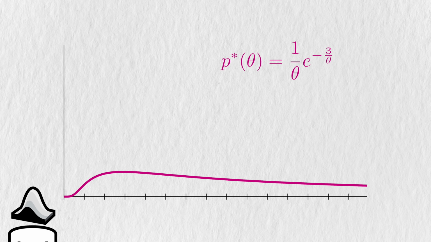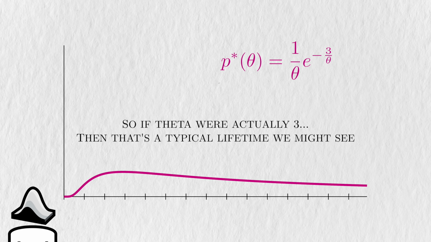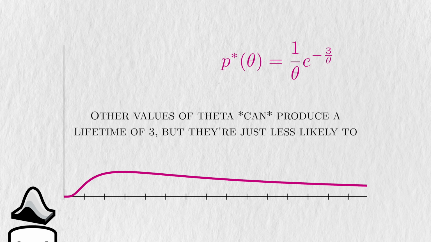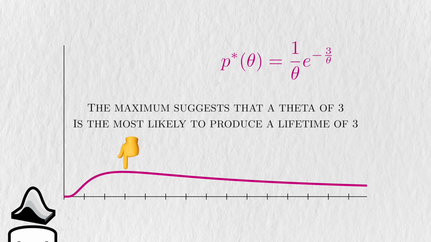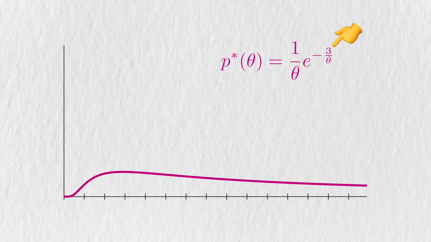Let's think about that for a little bit. Theta represents the average lifetime. So if theta were actually 3, then that's a typical lifetime you might observe in the data. Other values of theta can produce a lifetime of 3, but they're just less likely to do so. The maximum suggests that a theta of 3 is most likely to produce a lifetime of 3, so maybe that's a good guess. That would be the case if we were only considering a single data point.